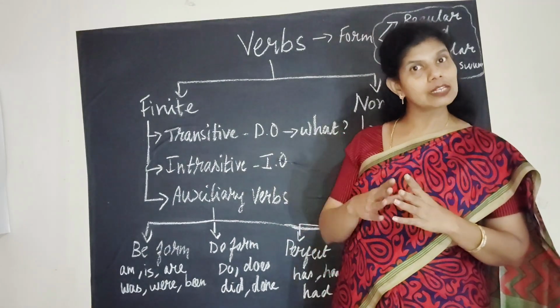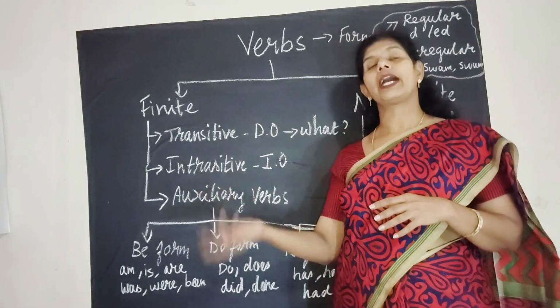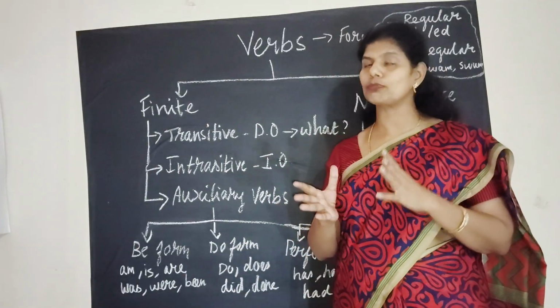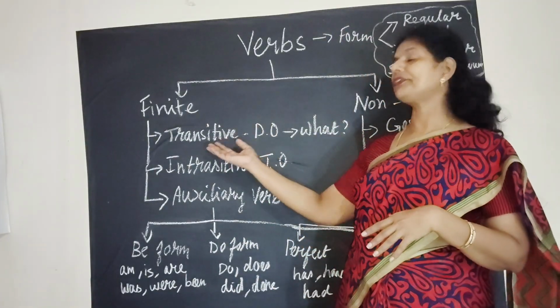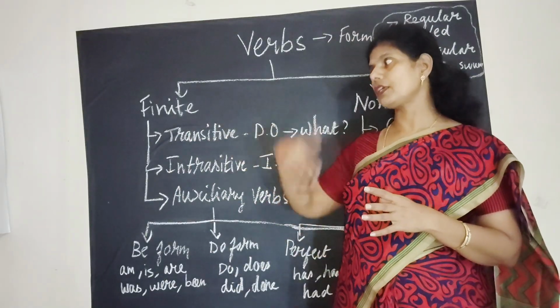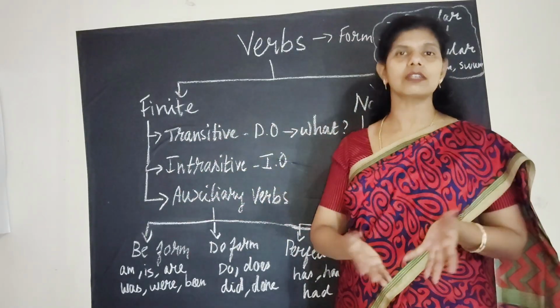Chocolate is the direct object and my son is the indirect object. You understand the difference, direct object and indirect object? So whenever there is a direct object, it is a transitive verb. And whenever there is an indirect object, it is intransitive.